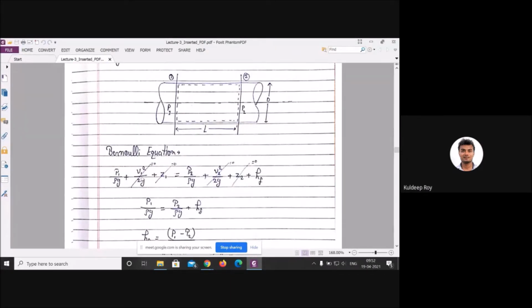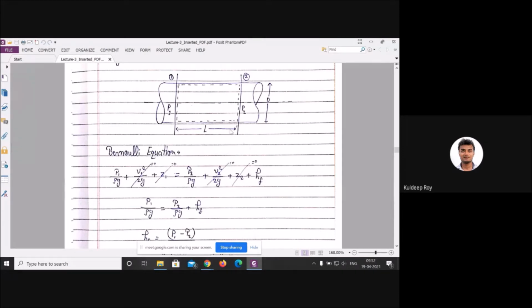P1 divided by rho g plus v square by 2g plus z1 at this particular position, equals P2 divided by rho g plus v square by 2g plus z2 plus hf. Hf means you want to determine how much will be the loss. Loss from this position to this position: if the fluid flows from this position, you assume it is 0. But when it crosses from this segment to this point, there will be some kind of loss. Means if here it is 10 atm, then here it will be 9.5 or 9.8. There will be a reduction in your pressure.